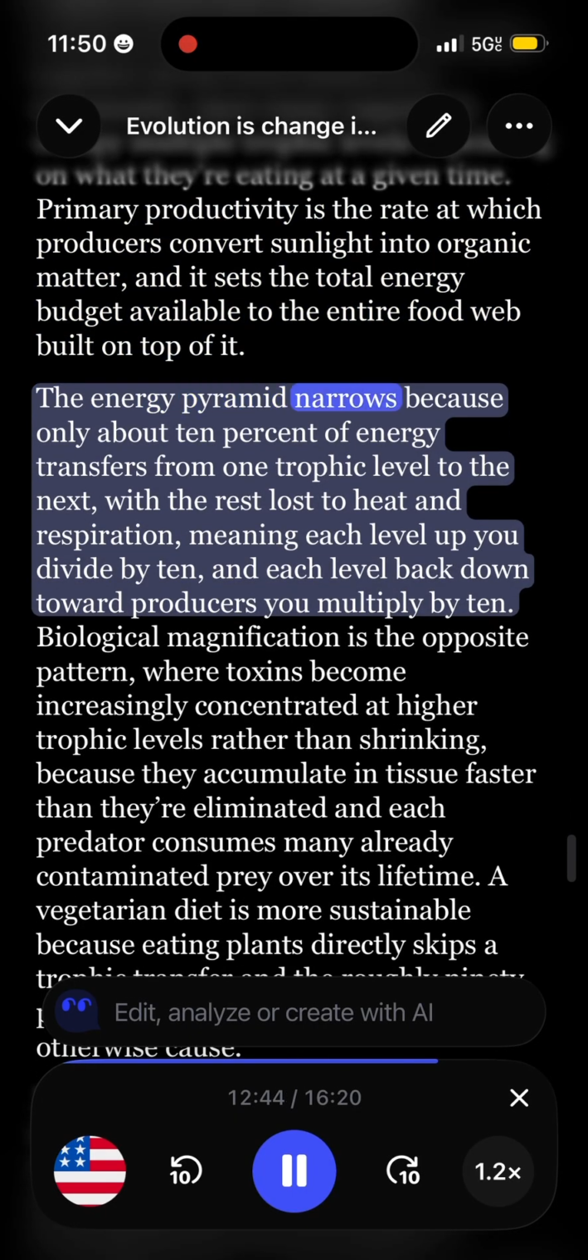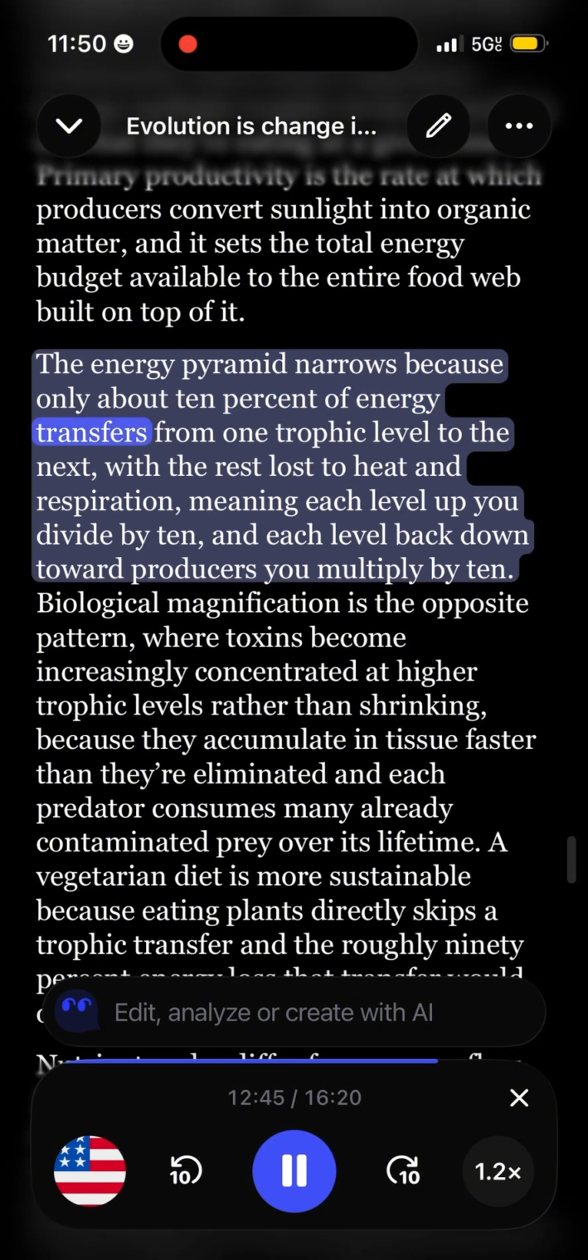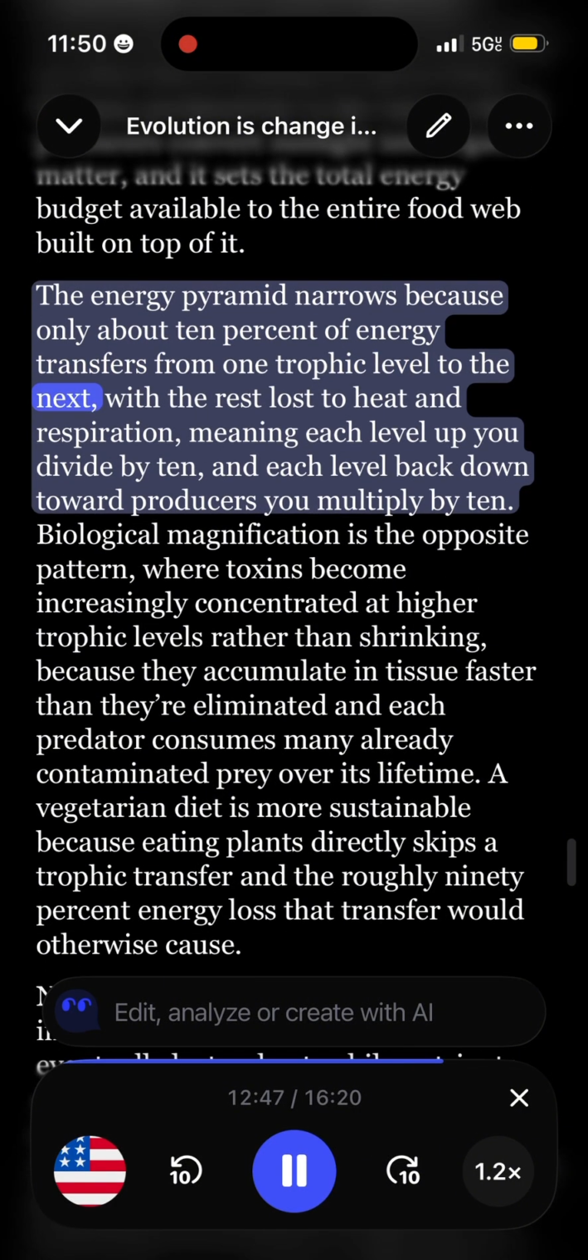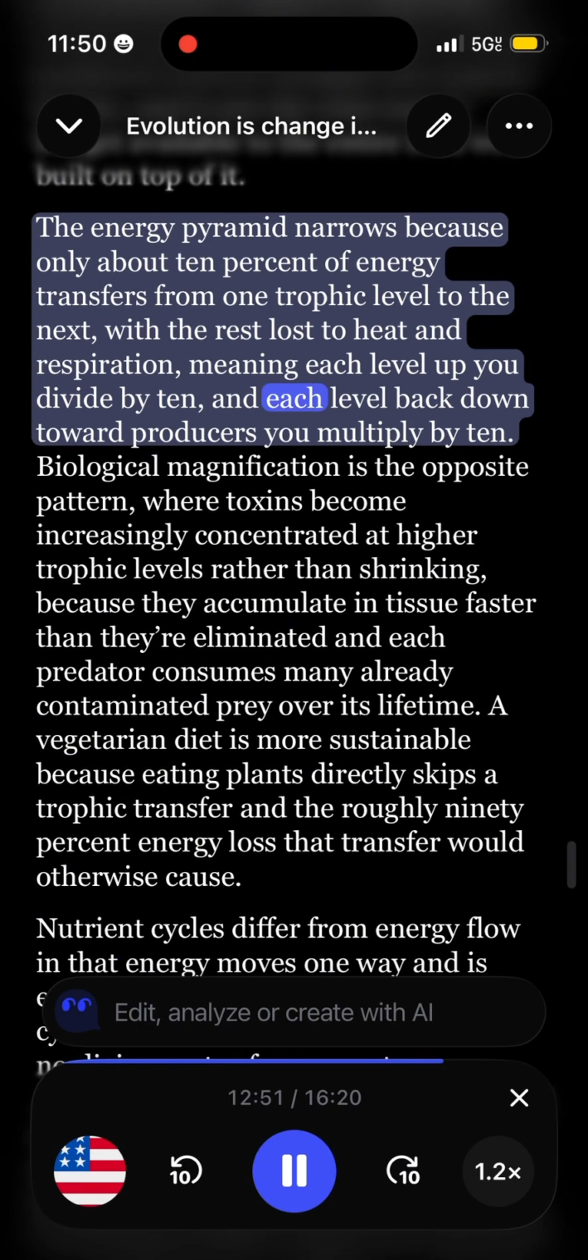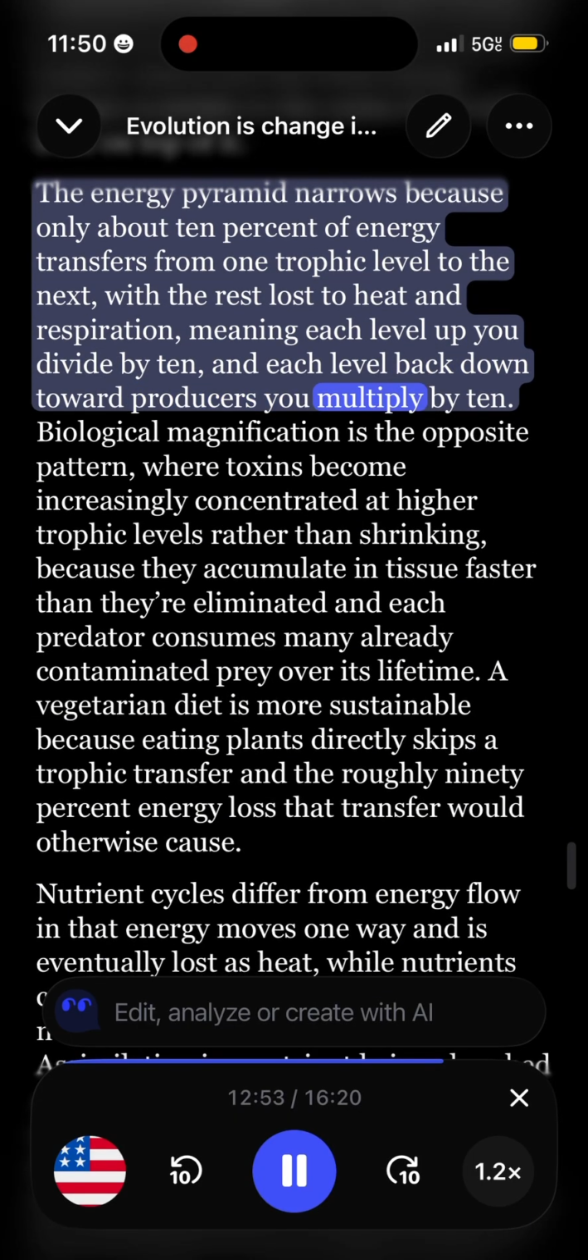The energy pyramid narrows because only about 10% of energy transfers from one trophic level to the next, with the rest lost to heat and respiration, meaning each level up you divide by 10. And each level back down toward producers you multiply by 10.